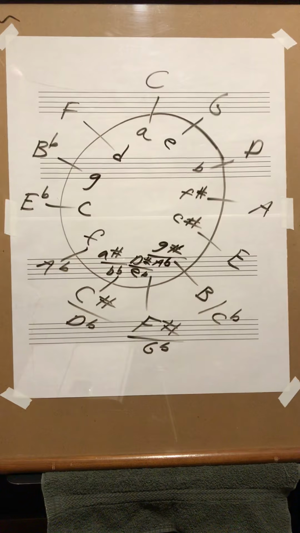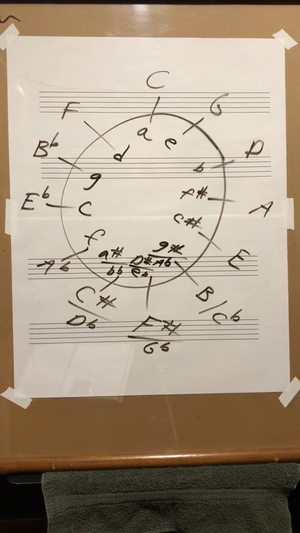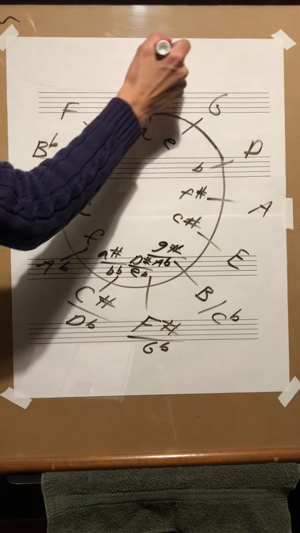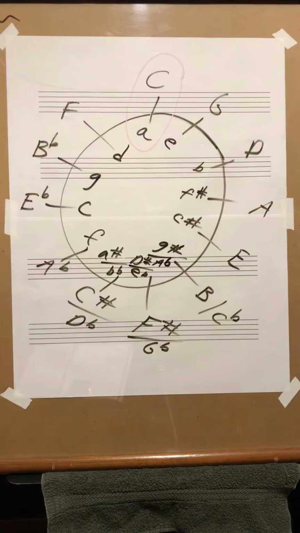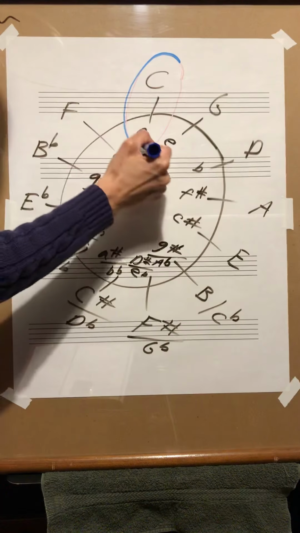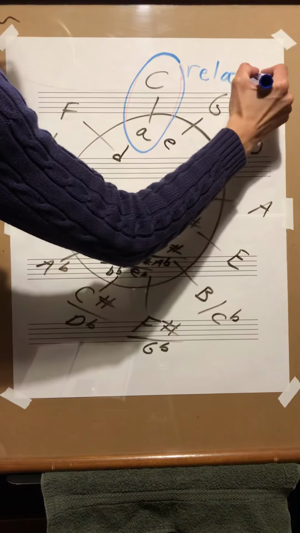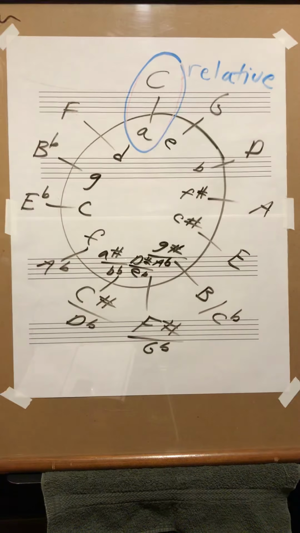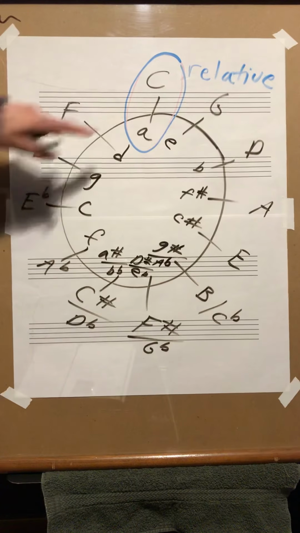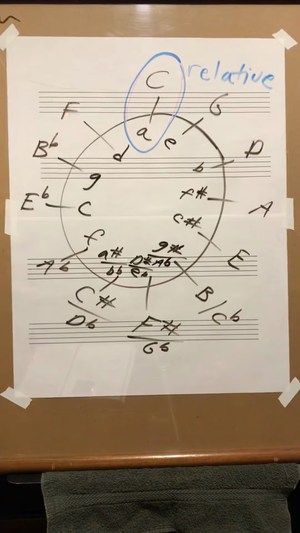So for minor keys, we have a couple different ways we can relate minor to major. The first is by what we call relative. This is relative minor, and it's relative because it shares the same key signature. They're right next to each other. C major, A minor, same key signature.